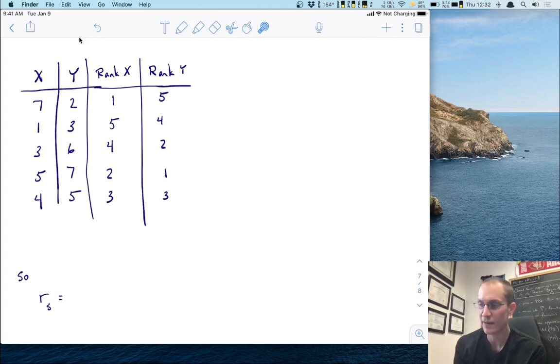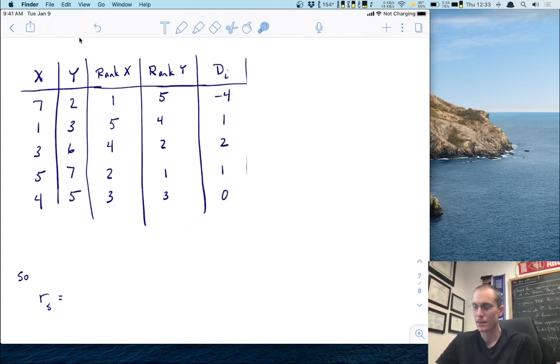Now what we're going to do is the di computation. That's the difference in ranks. So when you take a difference, you have to pay attention to order. It really doesn't matter because we're going to be squaring it in just a moment. But let's just say that we're going to take the rank of X minus the rank of Y. Okay. So when we do that, the rank of X, 1, minus the rank of Y, that's a difference of -4, 1 minus 5. The next pair would be 5 minus 4, or 1. The next pair would be 4 minus 2, or 2, etc. Let's show that. Okay. So here are the di, the differences in ranks.